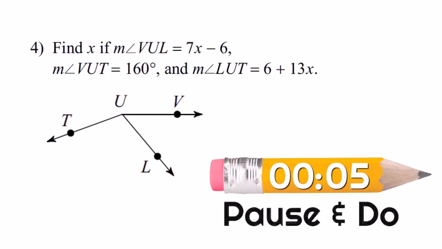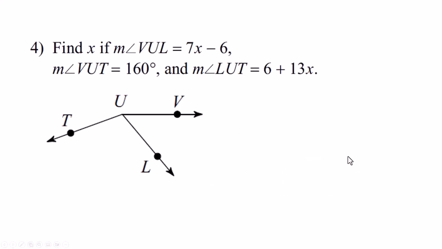Try this one. That looks pretty complicated. What do we got going here? We have to find x. Good. Angle VUL is 7x minus 6. Well, where is VUL? This is what we're talking about. And that's this angle right here, VUL. So this guy is the 7x minus 6.